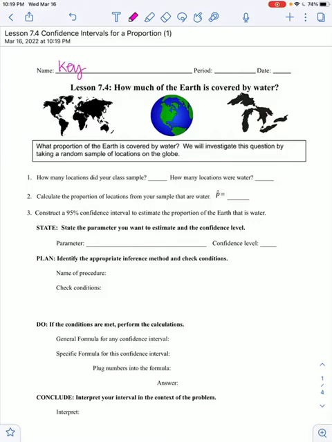You're going to have to listen to my voice go over this lesson. Okay, so today's lesson is basically we're going to be creating a confidence interval.